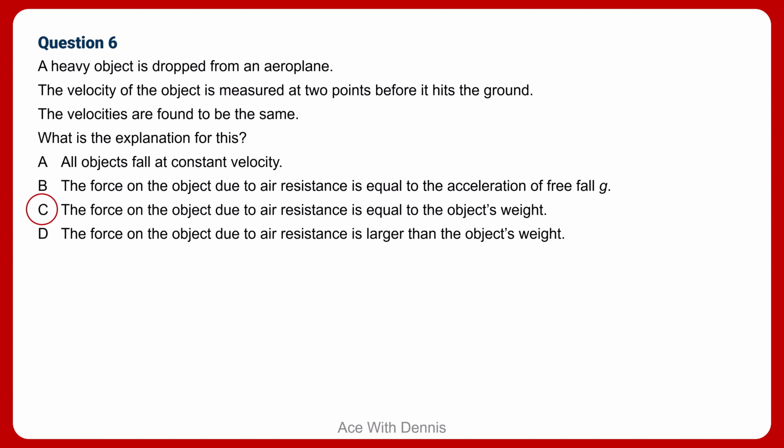The answer is C. The force on the object due to air resistance is equal to the object's weight. So here is the keyword. The velocities are found to be the same. So we know the acceleration formula: a equals (v minus u) over t. Since v equals u, then acceleration will be 0.